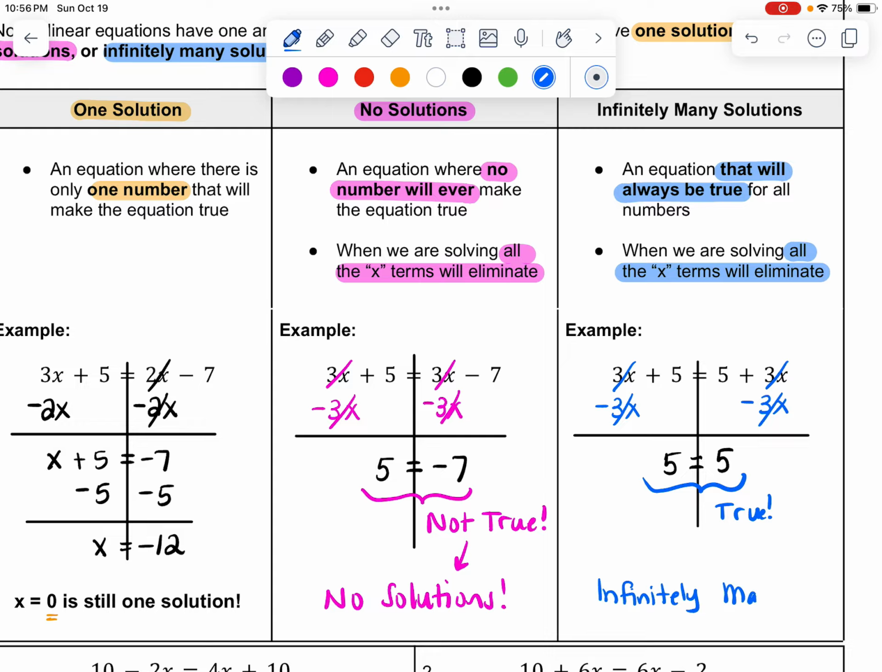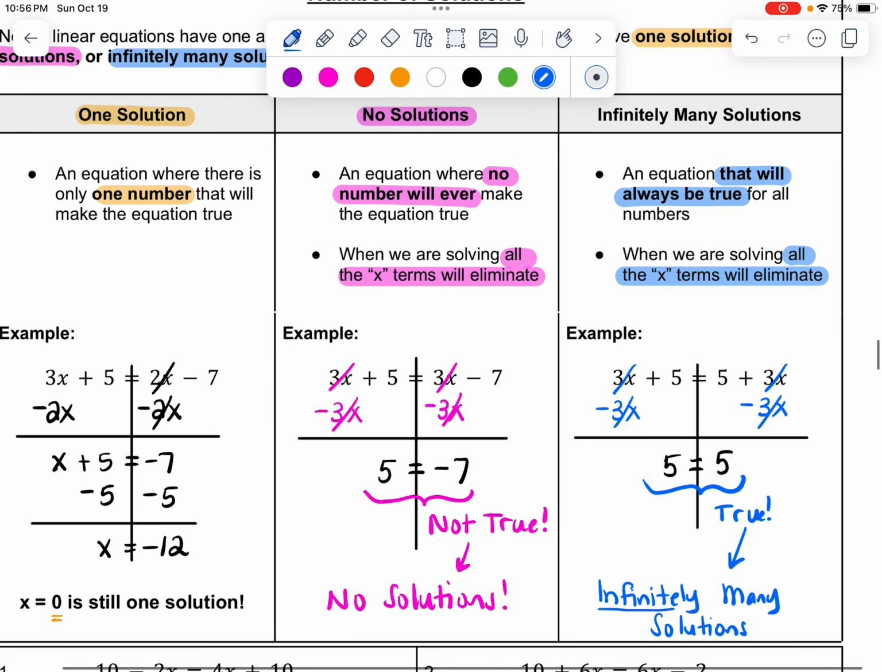Infinitely many solutions. I like to remember that because it literally means there's infinite numbers of solutions. Every number is always going to work because 5 is always going to equal 5. Let's take a look at 2 more examples.